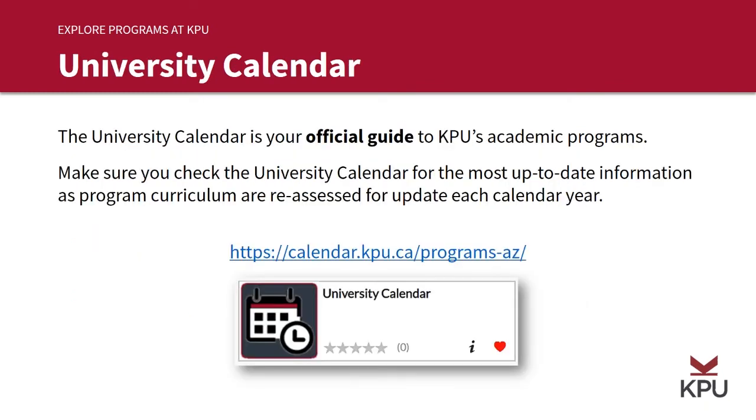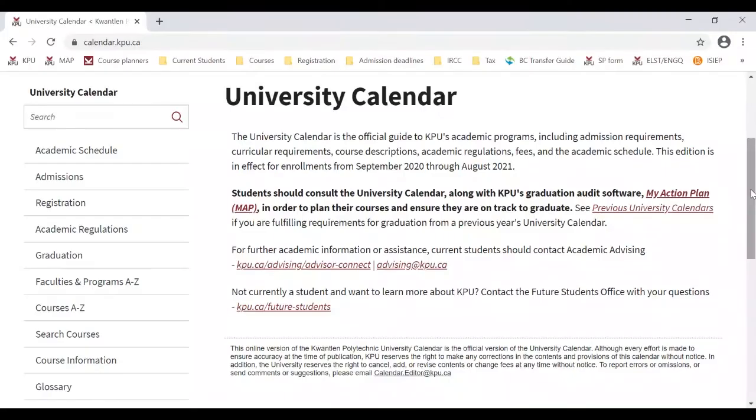Okay, so the University Calendar is the official guide to KPU's academic programs. It also has the most up-to-date information on the program curriculum, the course descriptions, the prerequisite requirements, etc. So I will use this opportunity to also show you how you can navigate through the University Calendar. Here is the website to the University Calendar. On the left-hand side, you'll be able to see faculties and programs, and also courses A to Z.